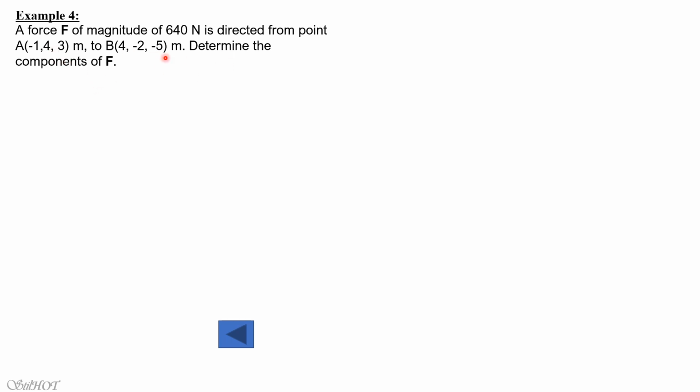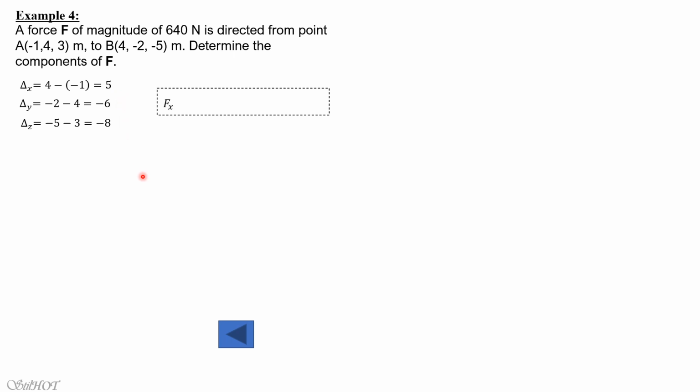For the components of distance, you have to compute delta x, which is terminal point minus initial point. Delta x is 4 minus negative 1, so 5. Delta y is negative 2 minus 4, negative 6 meters. Delta z is negative 5 minus 3, so negative 8 meters. So the length of line AB is simply the square root of 5 squared plus negative 6 squared plus negative 8 squared.